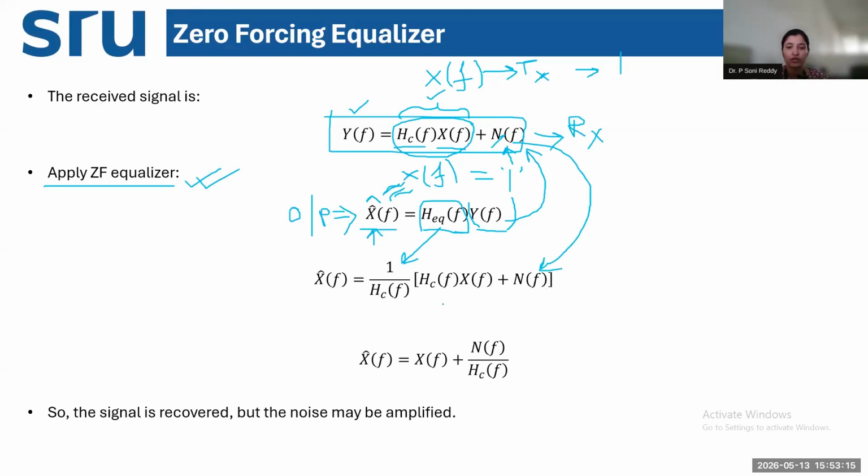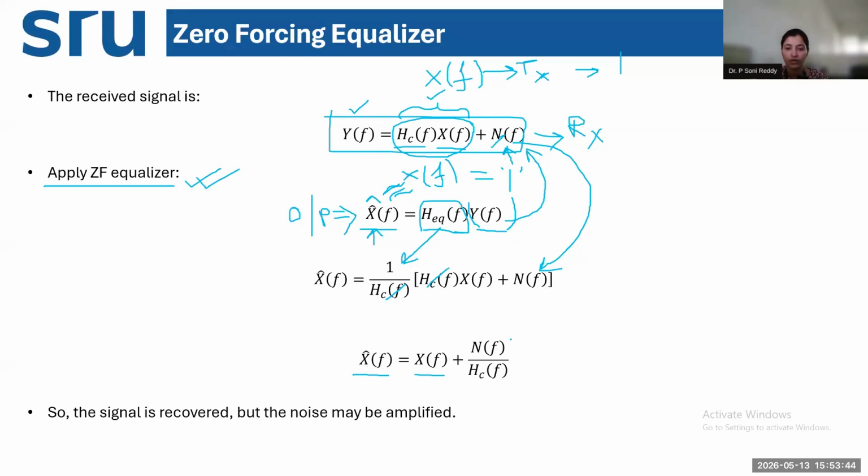If I now solve this equation, you will find that the output of the equalizer, which is x cap f, the regenerated signal at the receiver side, is equal to your actual transmitted signal. Why? Because the channel characteristics and its inverse cancel each other. So this is your actual transmitted signal at the output of your equalizer.